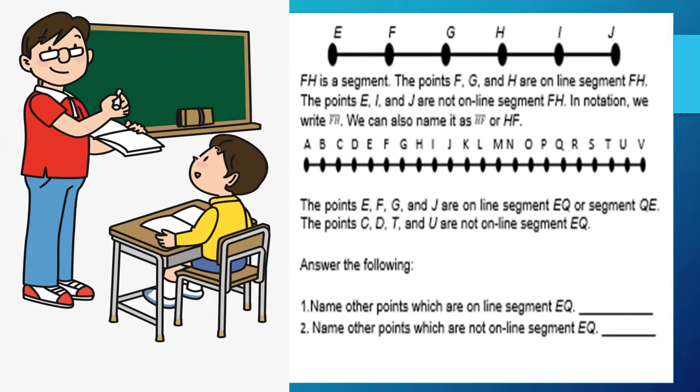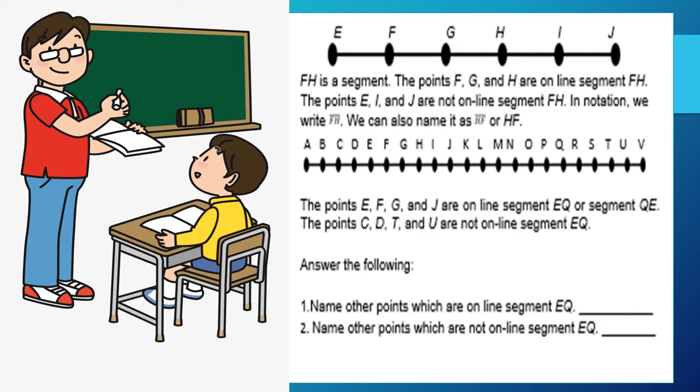FH is a segment. The points F, G, H are on line segment FH. The points E, I, and J are not on line segment FH. In notation, we write line segment FH. We can also name it as HF.